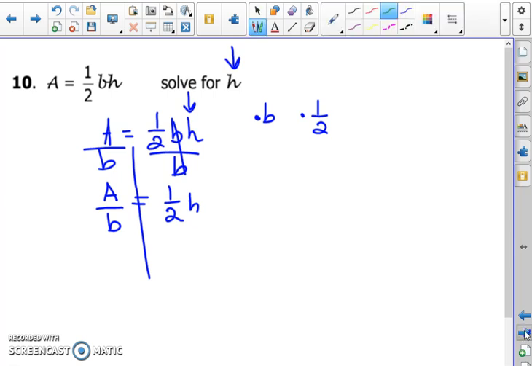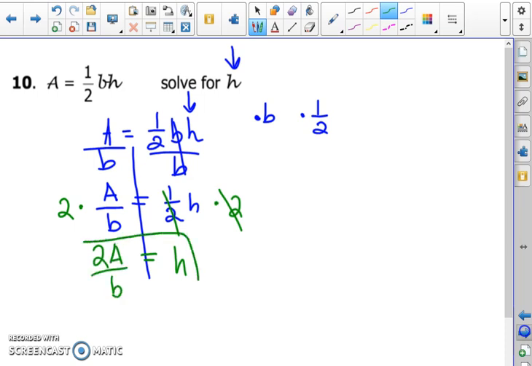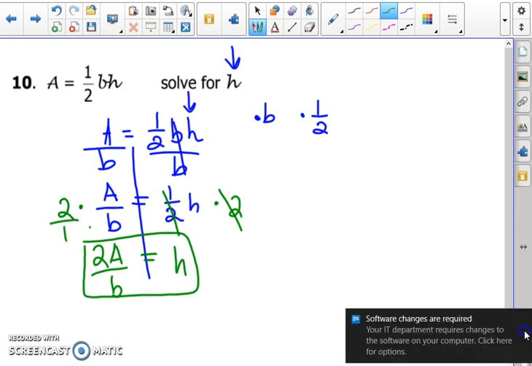And to get rid of this 1/2, we can multiply by the reciprocal of 1/2, which is 2. So let's multiply both sides by 2. Those cancel because 1/2 times 2 is just 1. H is equal to 2A over B. Because this is like a 2 over 1, so 2 times A, 1 times B is 2A over B. And that is H.